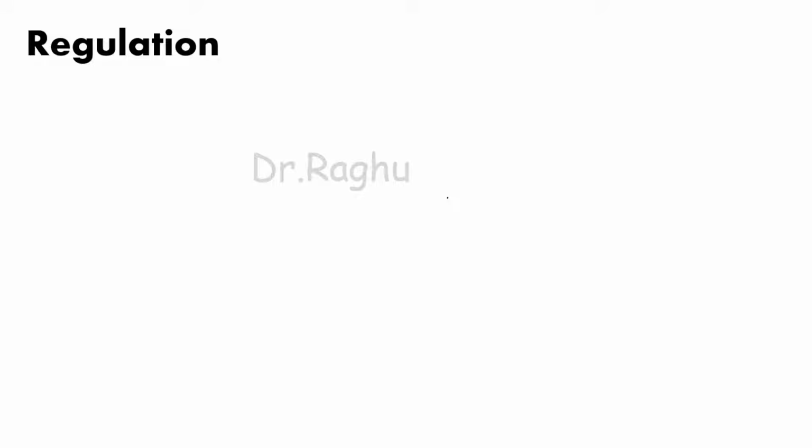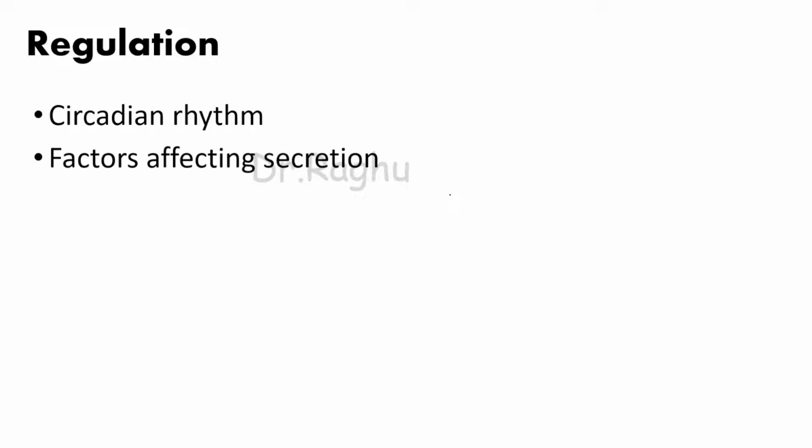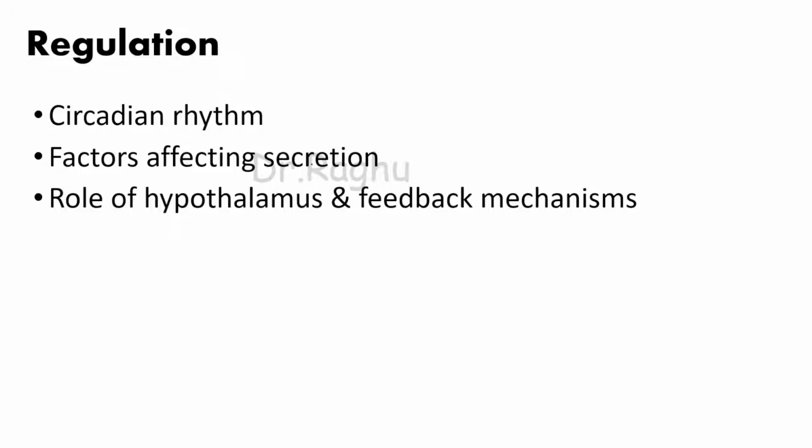Next, let's understand the regulation. Whenever we write regarding the regulation of the growth hormone, always remember to write the regulation under these three subheadings. First, write regarding the circadian rhythm. Next, write regarding the factors which affect the secretion of the growth hormone. And at last, also write regarding the role of the hypothalamus and the various feedback mechanisms.